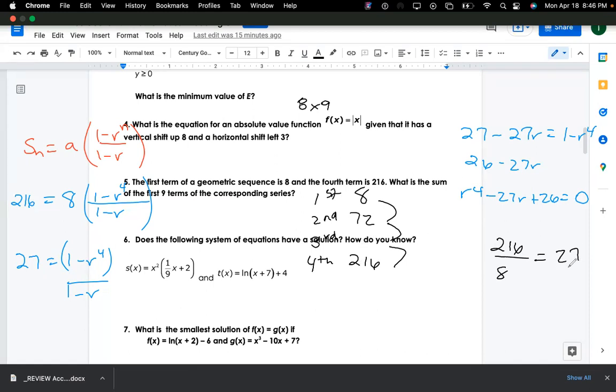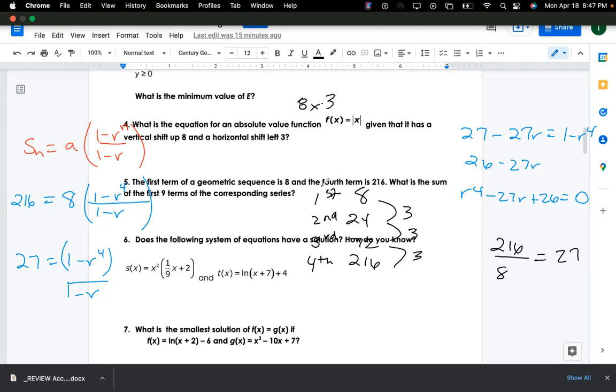Okay, what if we multiplied it by 3? Because we know that it's going to be some type of factor of 27. So let's multiply by 3. We get 8 times 3, which gives us 24, and 24 times 3 gives us 72, and then 72 times 3 gives us 216. There we go. Okay, so really the focus is to get that R.